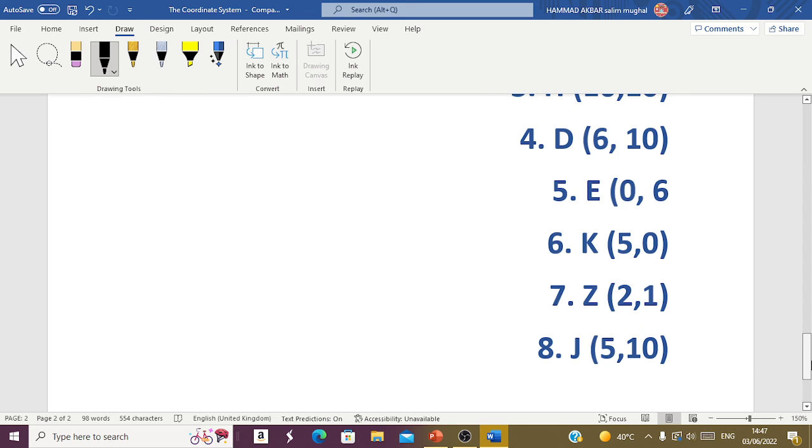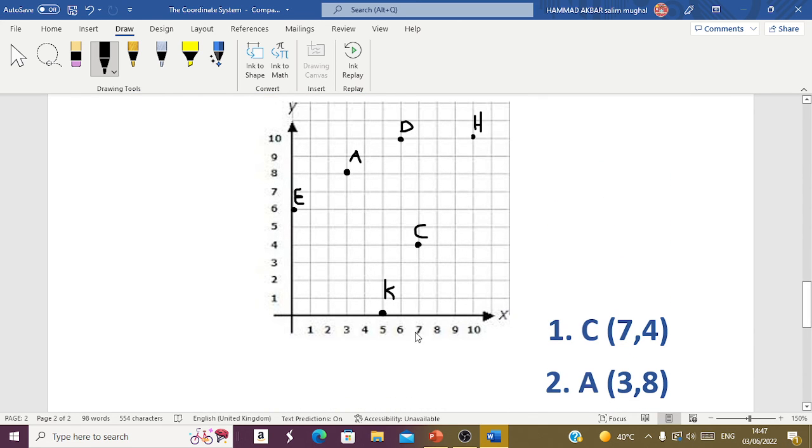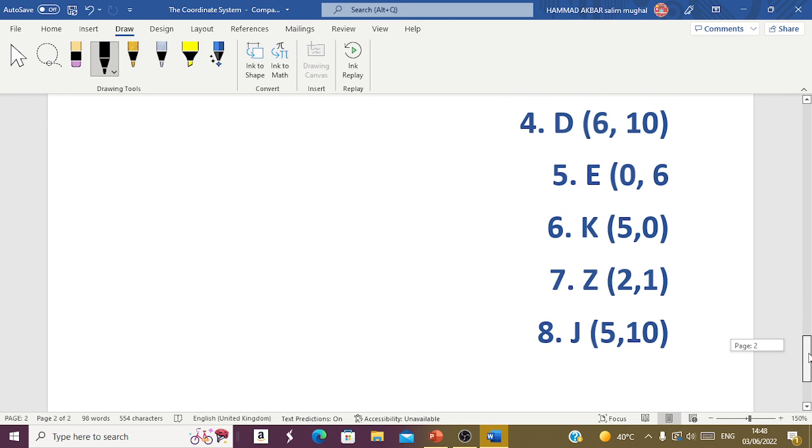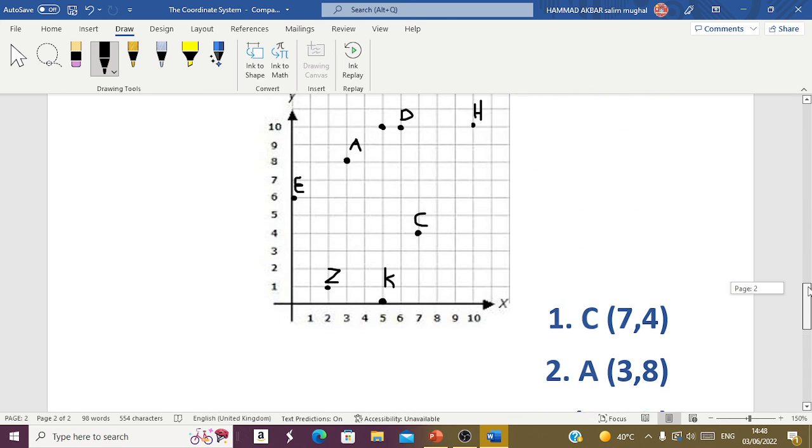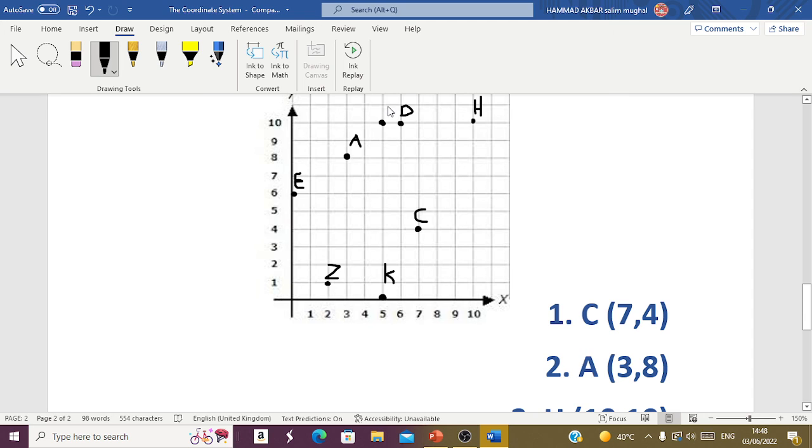Okay, now Z, which is (2, 1). Z: 2 is the x-axis and 1 is the y-axis, so Z. And last for the day, (5, 10). So 5 is on the x-axis and 10 is fully up, so here it is, which is J. I know it's kind of weird, but it's okay, guys.